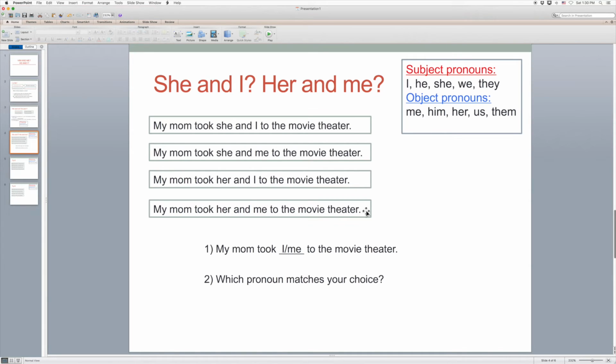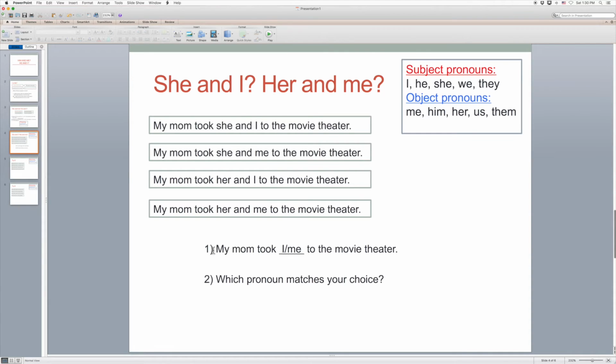So remember, the first thing is to get rid of the she and the her because that just makes it complicated. Take it out of the sentence. So we're left with my mom took I or me to the movie theater. So let's find the action. That would be took. So are you actively doing the action or is the action being done to you?